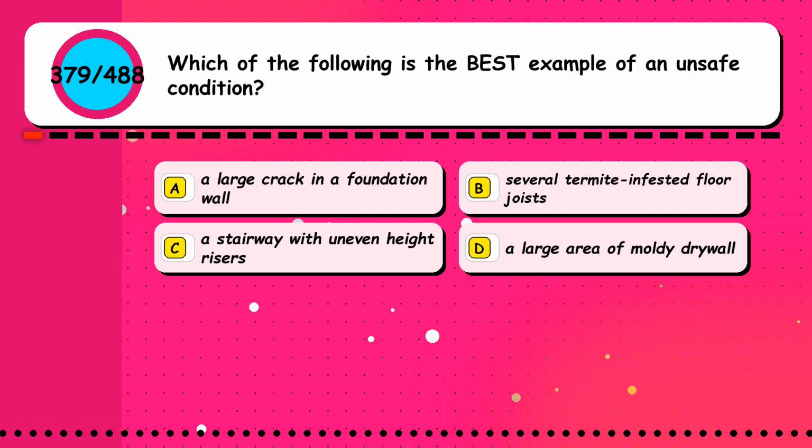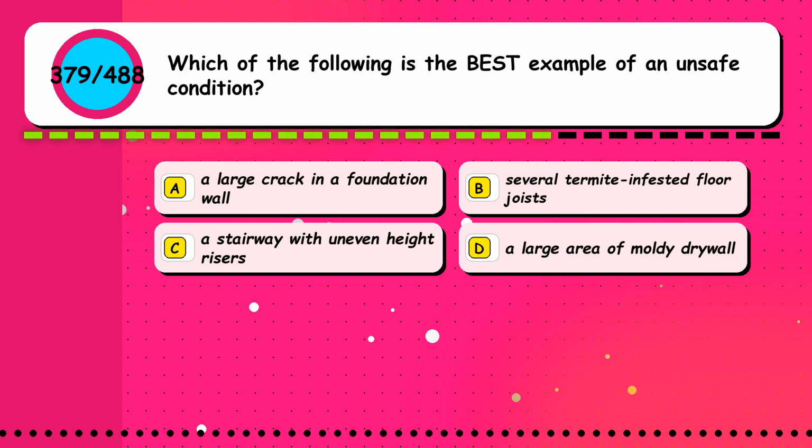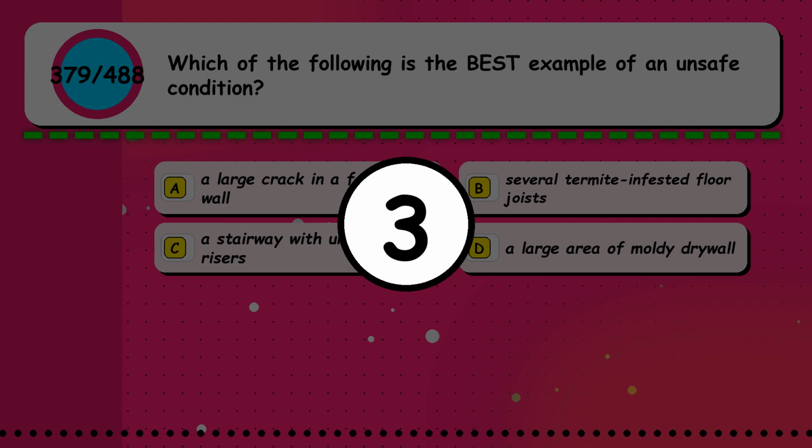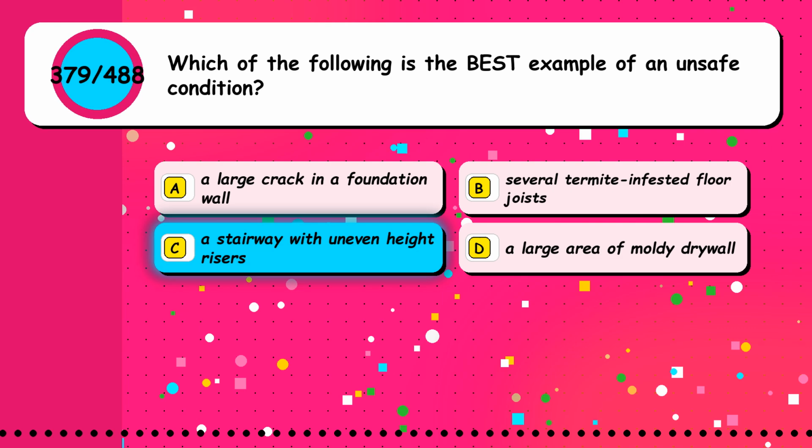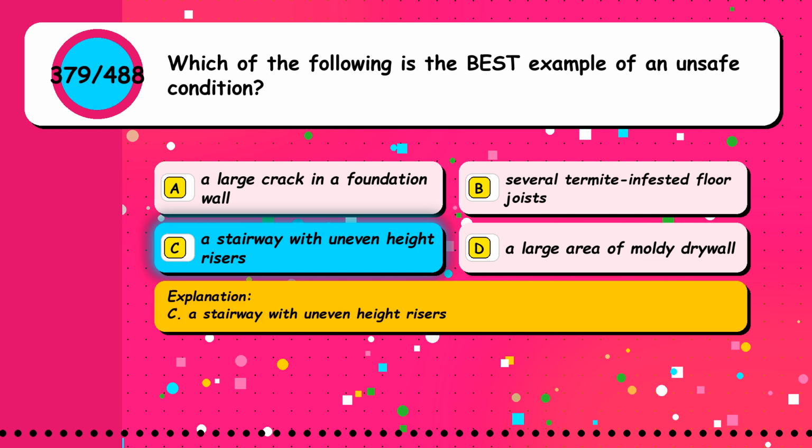Question 379. Which of the following is the best example of an unsafe condition? Option A, a large crack in a foundation wall. Option B, several termite-infested floor joists. Option C, a stairway with uneven height risers. Option D, a large area of moldy drywall. The correct answer is option C, a stairway with uneven height risers.